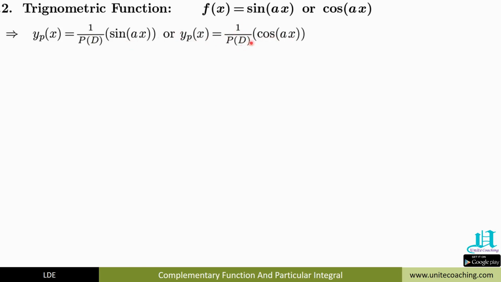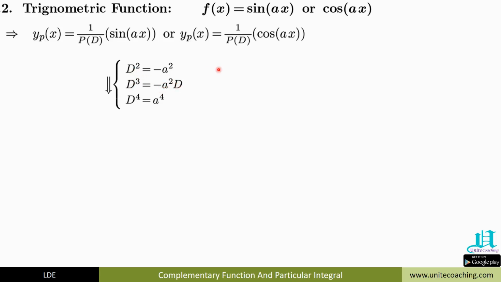So this will be applied on cos of ax, this will be applied on sine of ax, right? In this case we need to replace D squared by minus a squared. Previously we replaced D by alpha, which was the coefficient in the exponential function, and in this case we are replacing D squared by minus a squared. So remember, here we are replacing D squared by minus a squared, not the D.